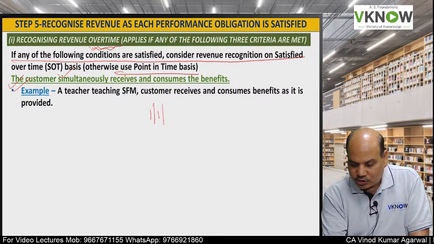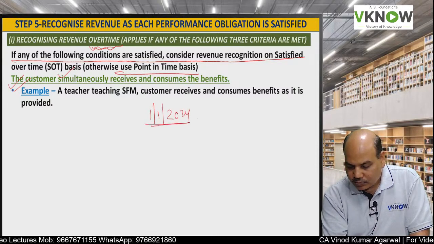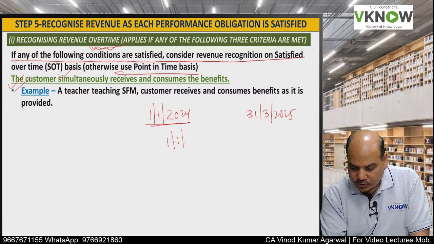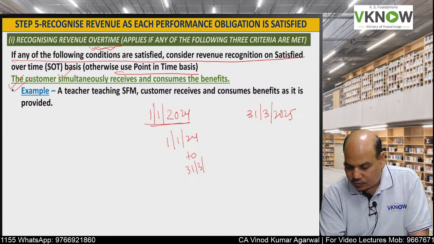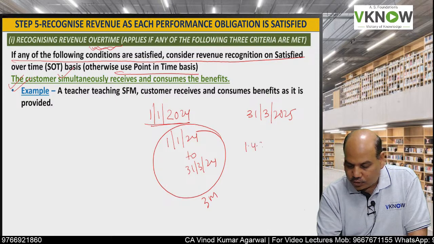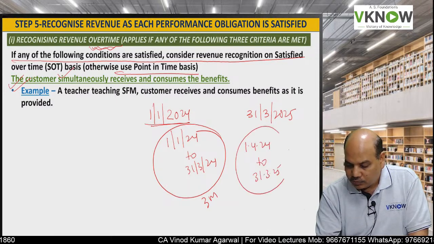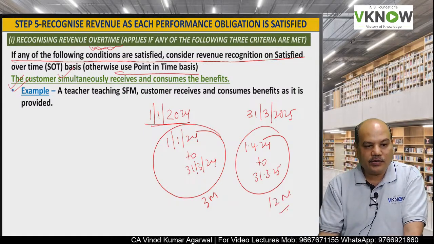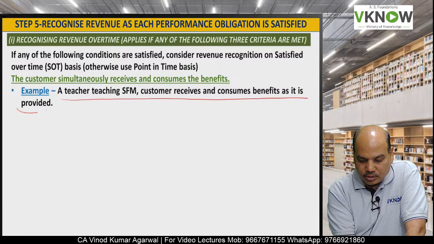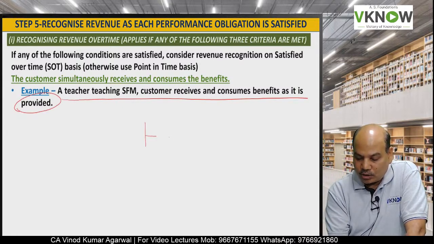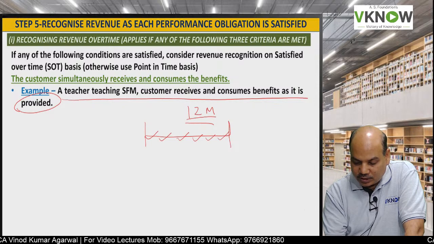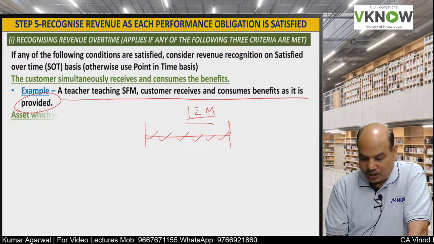Suppose our course started on 1st January 2024 and the course will go up to 31st March 2025. So what I'll do, from 1st January 24 to 31st March 24, 3 months revenue I will recognize in this financial year, and from 1/4/24 to 31st March 25, this 12 months revenue we can recognize proportionately in the next year. Suppose in your office your boss does accounting work for a client and he has to do account writing for 12 months. Then as and when the account writing work is getting done, the customer is able to enjoy the benefit.